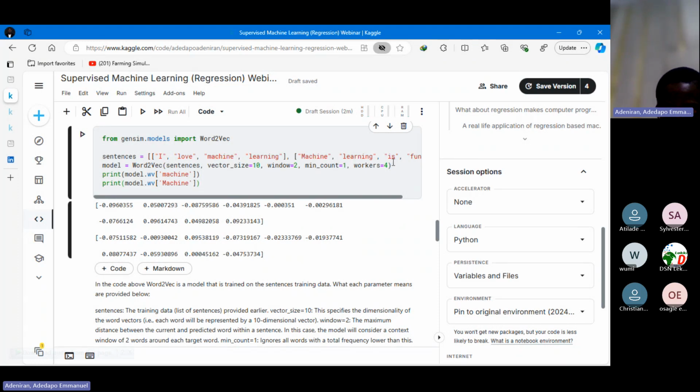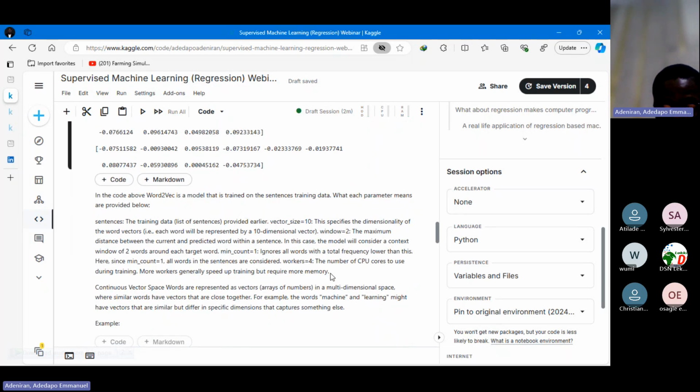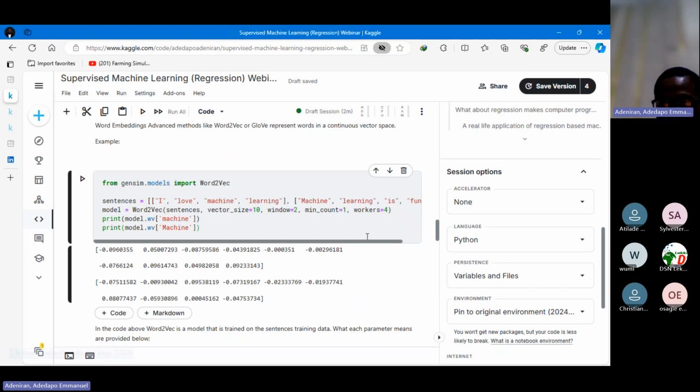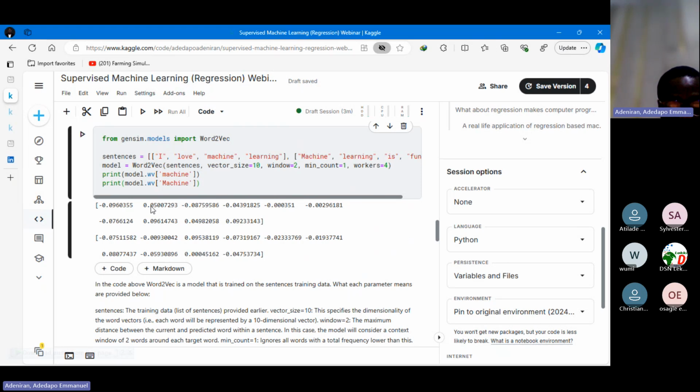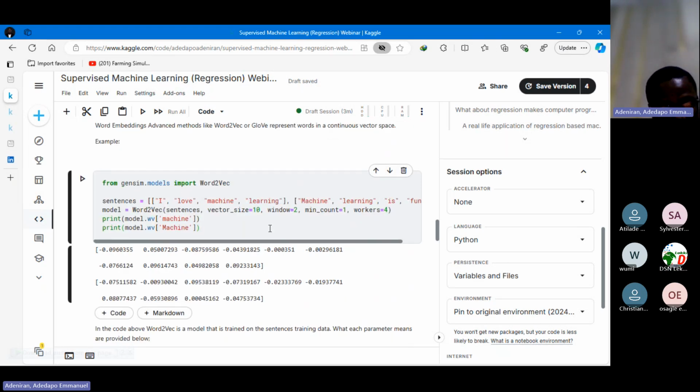The workers of 4 is just talking about the CPU cores that are going to be used during training. So more workers means more memory usage and more CPU usage during training. So this is how the continuous vector space works. This is how a machine understands individual words, compared to humans who just have a sense of how those words are related and what they mean to each other. A machine does it by converting those words to vectors.